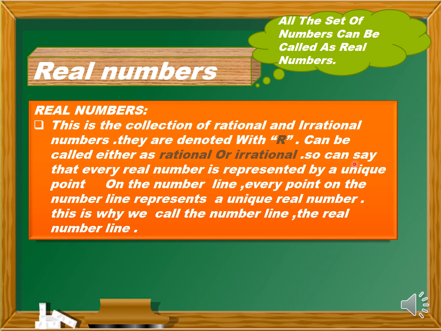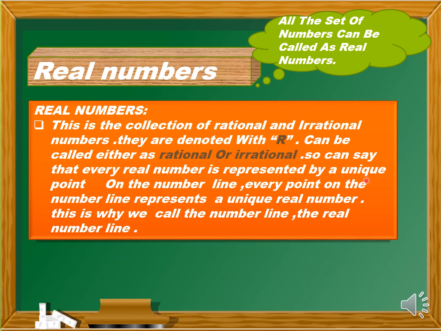So can we say that every real number is represented by a unique point on the number line? We can represent natural numbers on the number line, that is 1, 2, 3, and whole numbers, that is 0, 1, 2, 3, and integers also, that is -3, -2, -1, etc. as well as the rational numbers, that is 3 by 5, 4 by 5 and 2 by 3, etc. can be represented on the number line. You know very well. But how can the irrational numbers be represented on the number line? Yes, they can be represented. Let's see in the next slide.